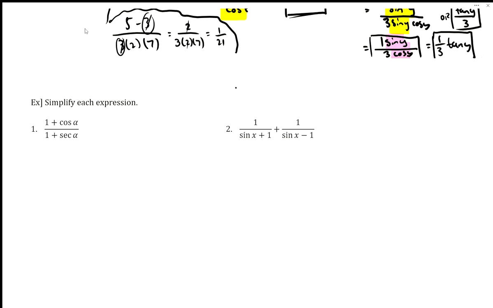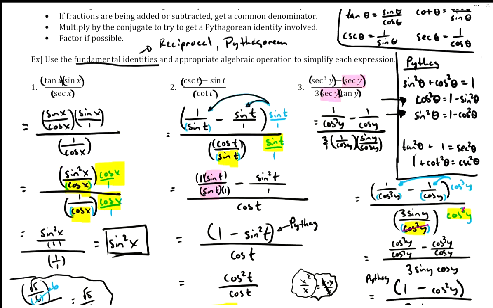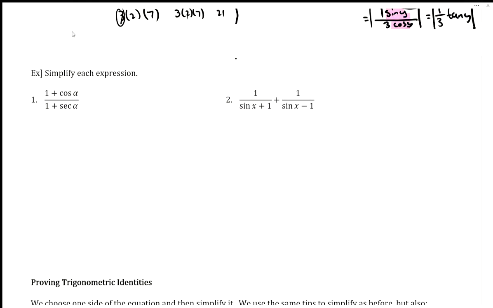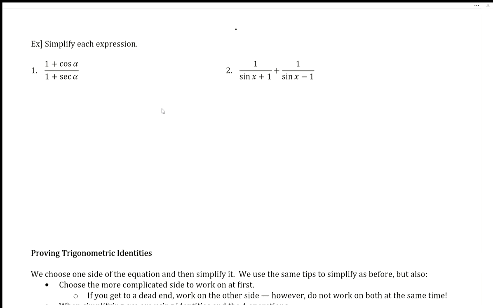The first thing I'm going to do, let me move, because I don't like that being gray. Okay, there we go. Now I'm back. So let's simplify these expressions. First thing we're going to do is change this secant of alpha to be 1 over cosine of alpha. The numerator looks fine: 1 plus cosine of alpha, over 1 plus 1 over cosine of alpha.